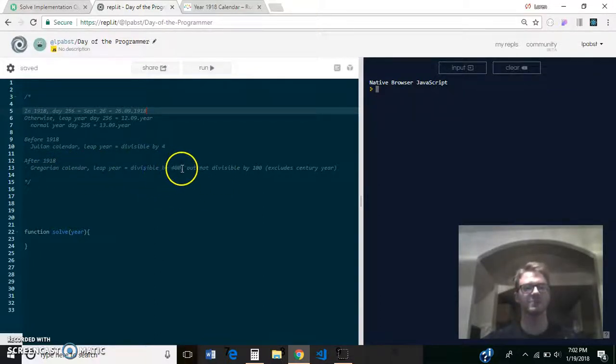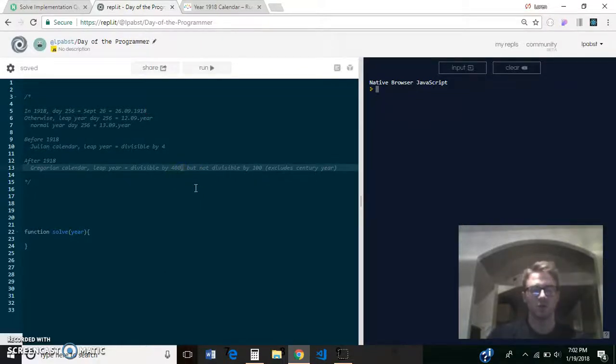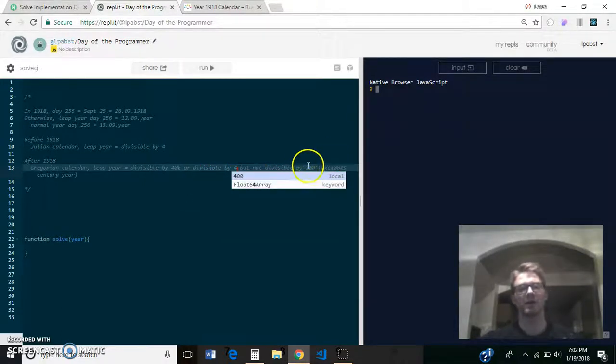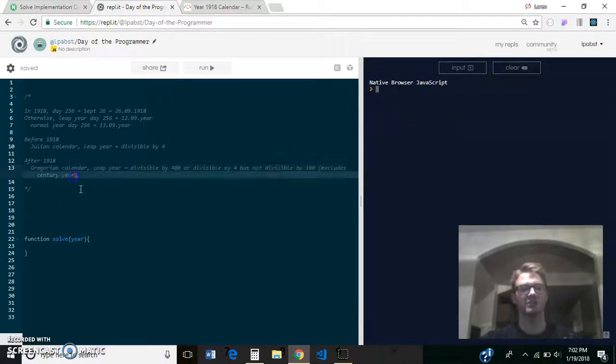Otherwise, it's if the year is divisible by 400 or divisible by 4, but not divisible by 100. So it excludes century years except if they're divisible by 400. So, for instance, the year 2000 was a leap year because it's divisible by 400, but the year 2100 will not be a leap year because it's a century year.